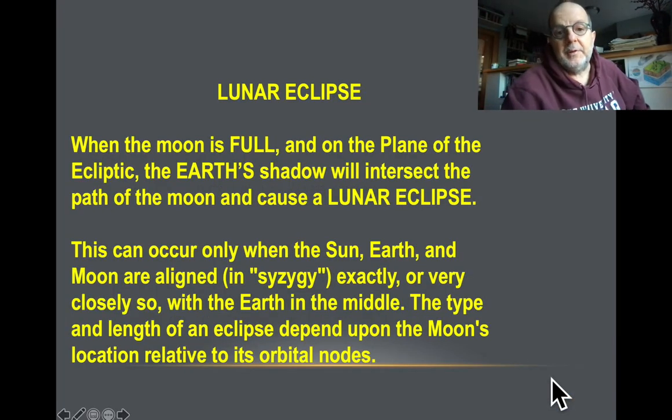We're going to do lunar eclipse and then the sun and then the tides. When the moon is full and on the plane of the ecliptic, the Earth's shadow will intersect with the path of the moon and cause a lunar eclipse.